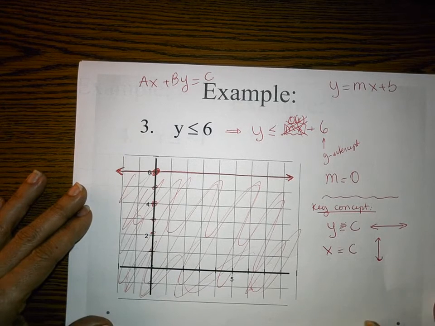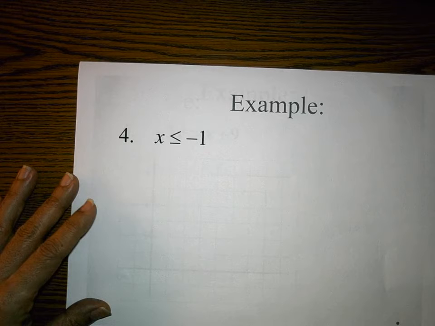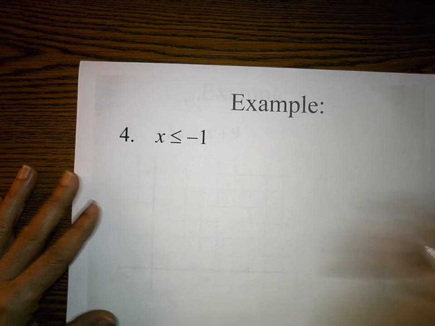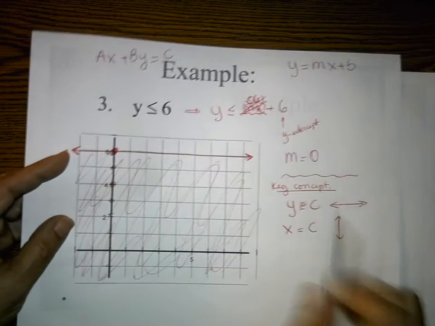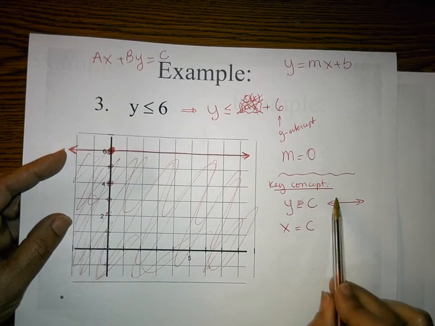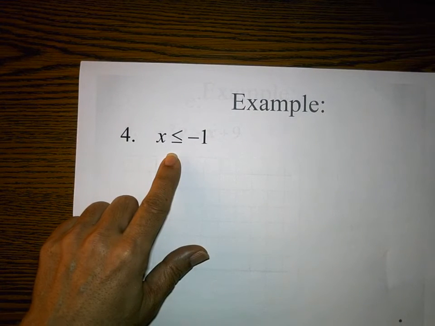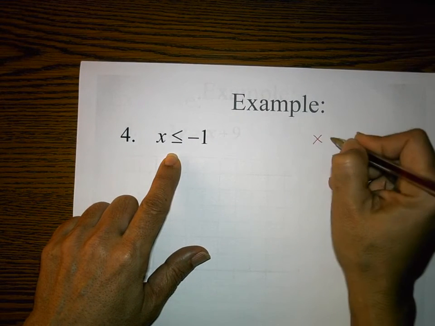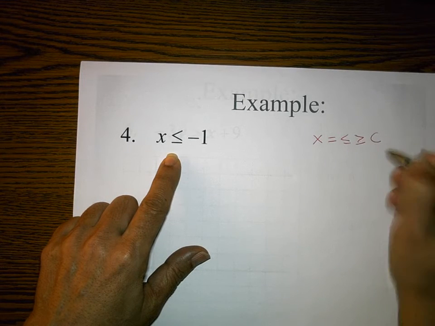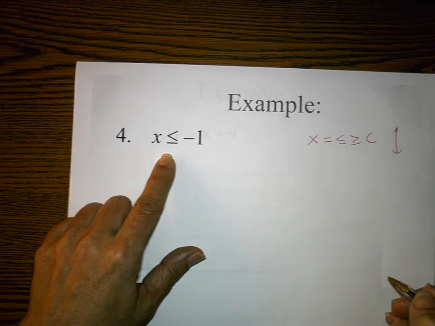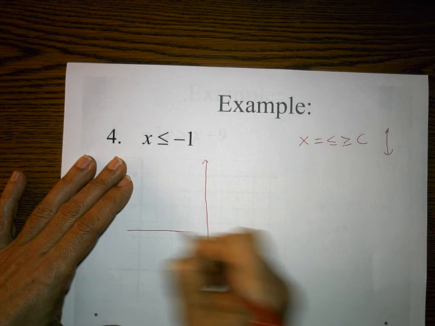All right, so let's go ahead and do another problem. X is less than or equal to -1. So again, like I just told you a second ago, this is this concept of horizontal and vertical lines, and this is x is less than or equal to a constant. When x is equal to or less than or greater than a constant, we will have a vertical line. So that means I'm going to create my grid here. For some reason I didn't copy and paste a grid here already.